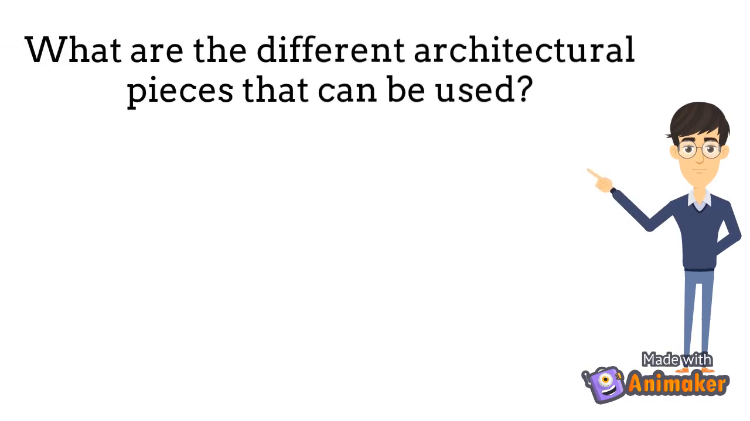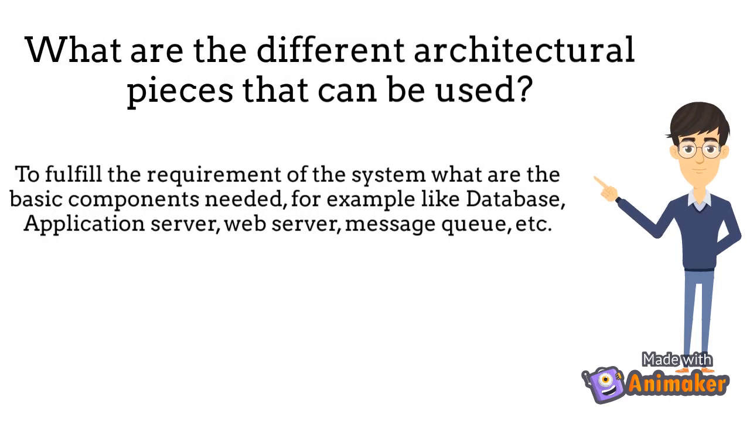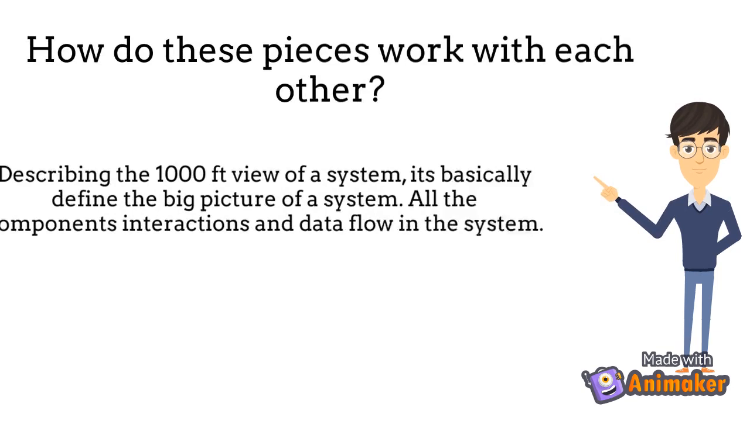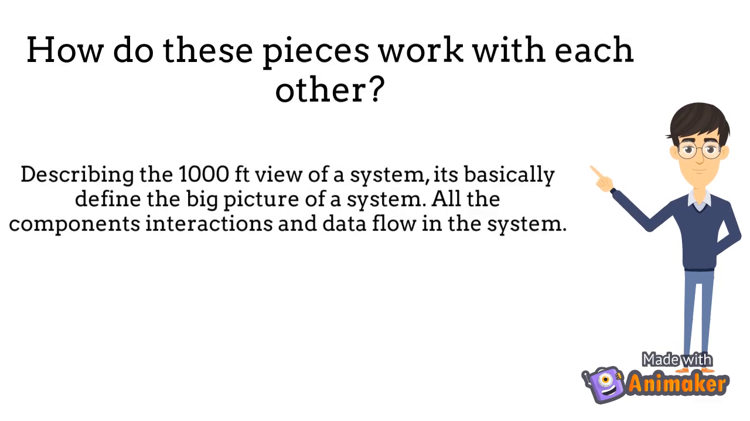What are the different architectural pieces that can be used? To fulfill the requirements of the system, what are the basic components needed, for example, a database, application server, web server, message queue, etc.? How do these pieces work with each other? Describing the 10,000 feet view of a system basically defines the big picture of the system: all the components, interactions, and data flow in the system.